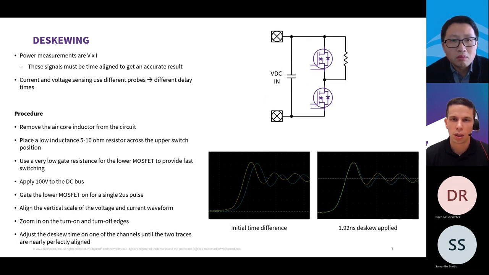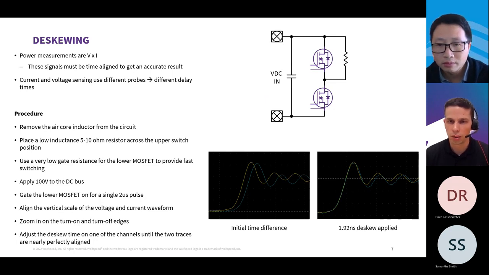So you can see that in the images here on the bottom. The one on the left is showing the initial condition without applying any deskew to the probes. The voltage and the current signals are misaligned there. And by applying, in this case, 1.92 nanoseconds of deskew, we were able to time align those so that they line up nearly perfectly there. Now we're all set to take that resistor out and start doing the double pulse measurements and getting accurate time aligned voltage and current signals out of it.